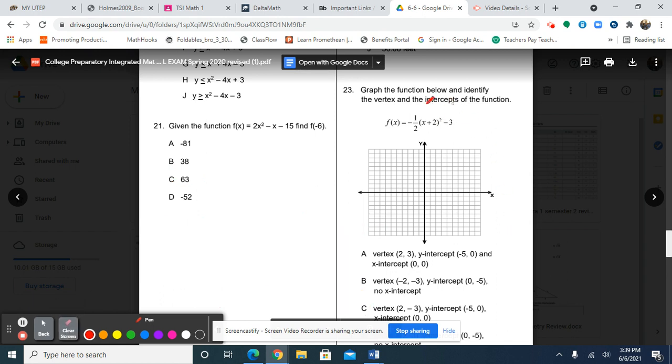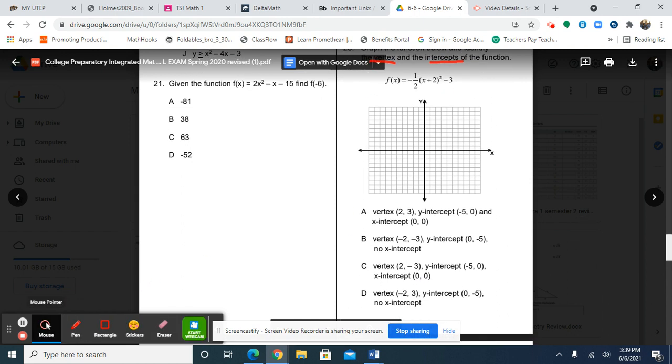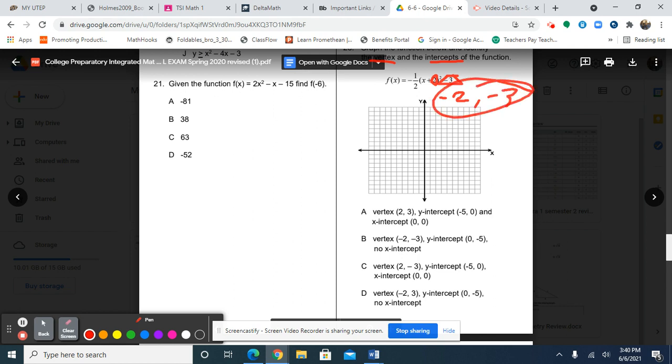With 23, we're looking for the vertex and the intercepts. Now, it's pretty easy to just figure out the vertex. This is going to be the x value of the vertex, and this is the y value. Now, the number inside the parentheses has to be the opposite. So since it's positive 2, it's going to be negative 2. And the number on the outside just stays the same. So the vertex is negative 2, negative 3, and the only possible answer is B.